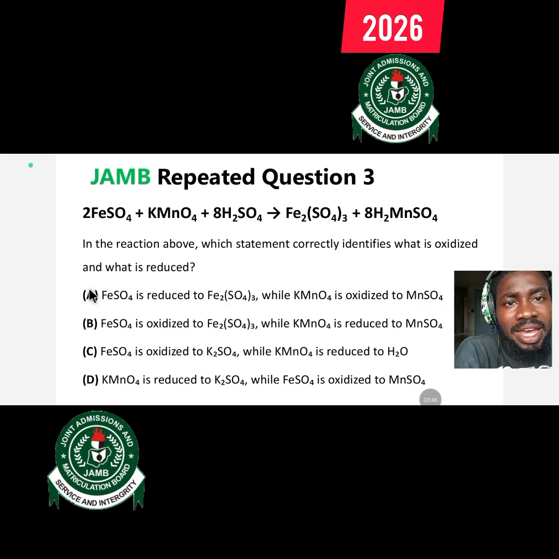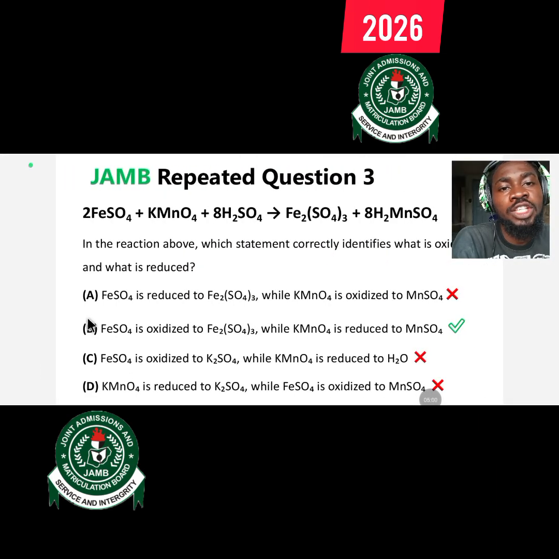So A is not the answer because iron 2 tetraoxosulfate 6 was oxidized. Here it is saying it was reduced. D is not the answer because though potassium tetraoxomanganate 7 was reduced in the reaction, it was not reduced to potassium tetraoxosulfate 6. In fact, potassium tetraoxosulfate 6 is not in the reaction. C is not the answer because though iron 2 tetraoxosulfate 6 was oxidized in the reaction, it was not oxidized to potassium tetraoxosulfate 6. In fact, potassium tetraoxosulfate 6 is not part of the reaction, both in the reactant side and the product side, the left hand side and the right hand side of the reaction.